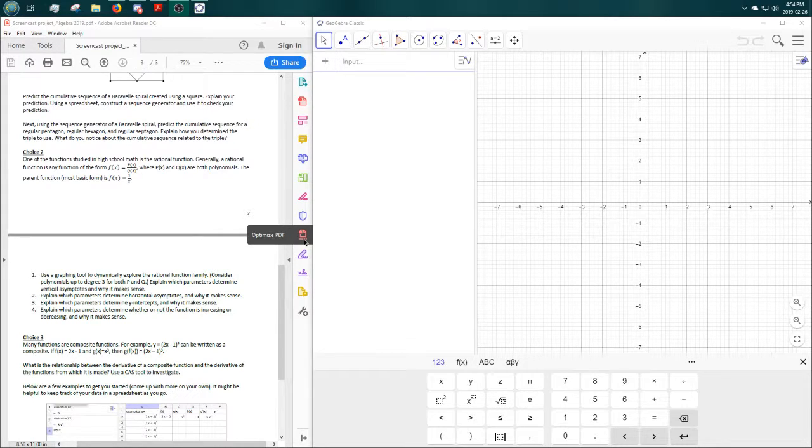My stuff's on the left and the other stuff's on the right. As you can see here, I have it set up so that I can work in GeoGebra and I have all my directions right here. So we're doing choice 2.